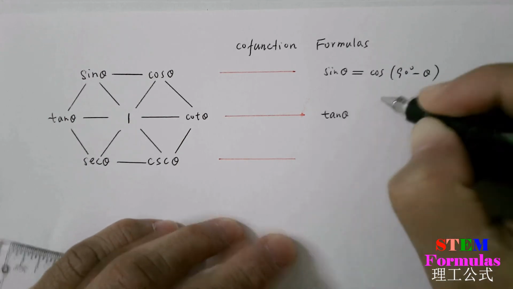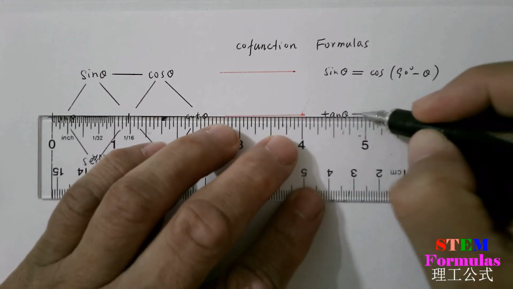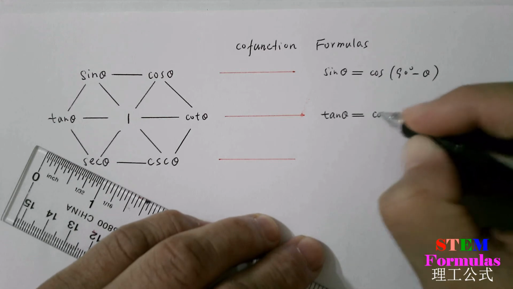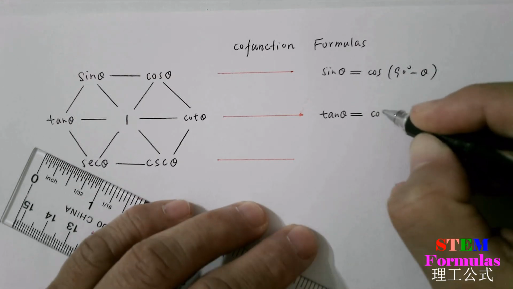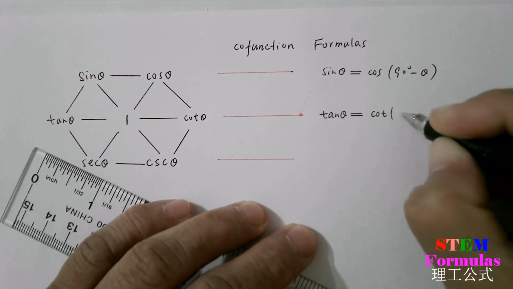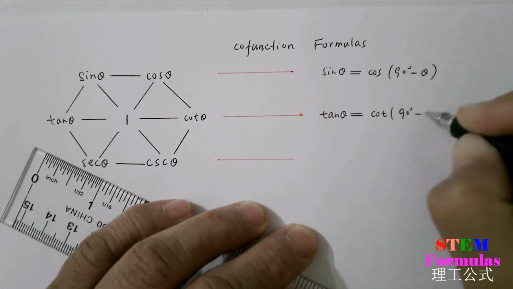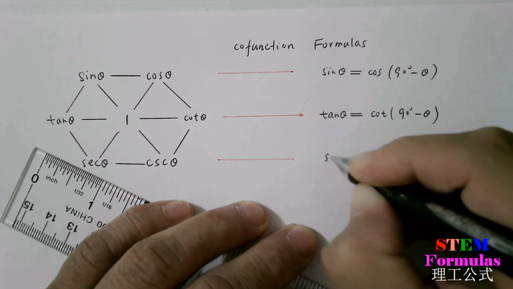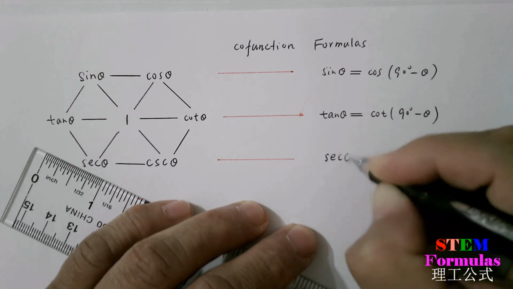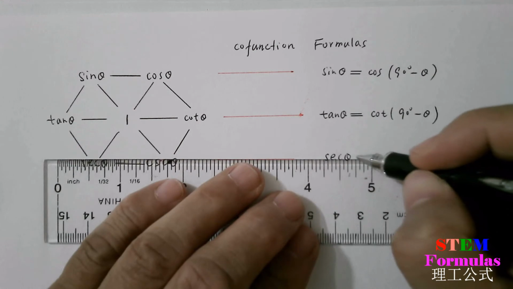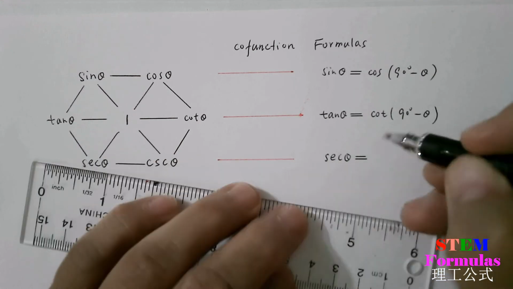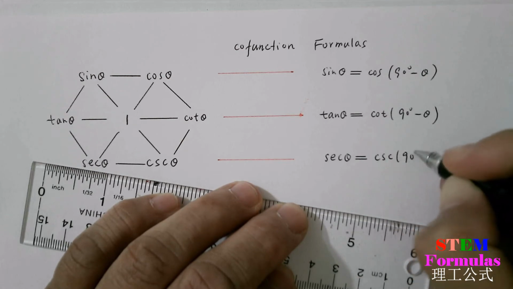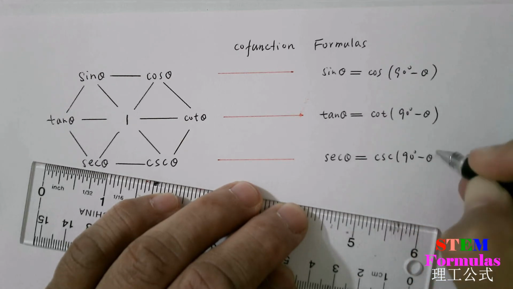Tangent theta equal cotangent 90 degrees minus theta, and secant theta equal cosecant theta 90 degrees minus theta.